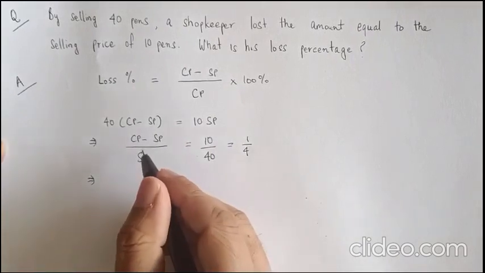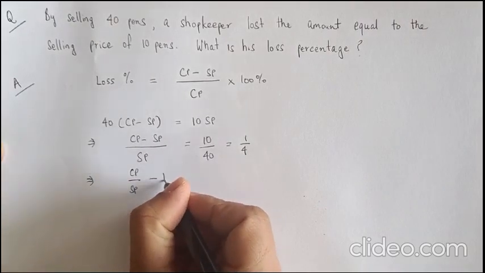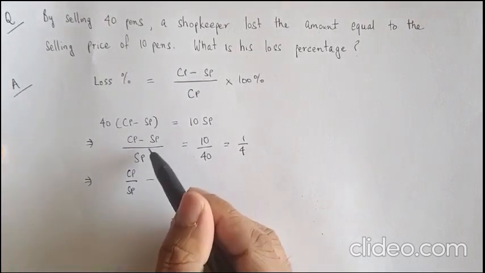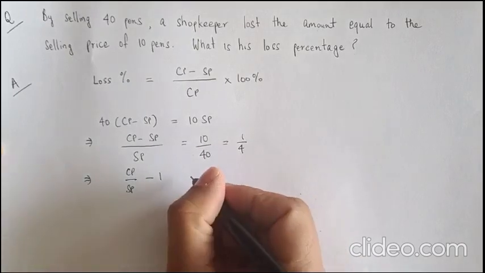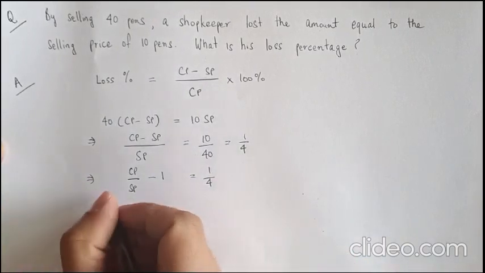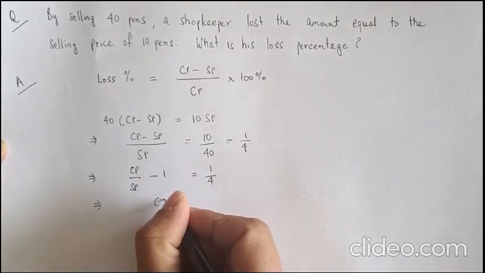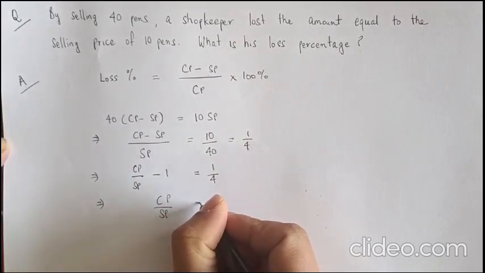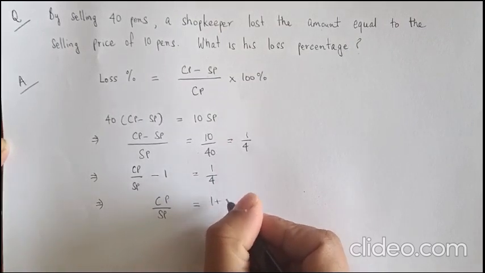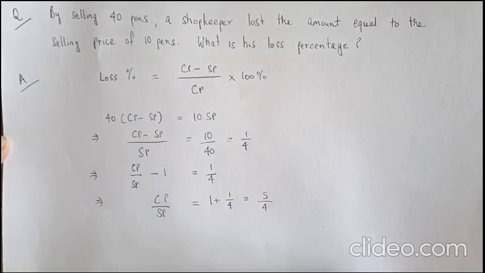What does this give us? This gives us CP by SP minus 1, right? I have just separated out this fraction. So CP by SP minus SP by SP. So SP by SP is 1, is equal to 1 by 4, right? Which implies that CP by SP is equal to, I bring this 1 over here, so it becomes 1 plus 1 by 4, which is 5 by 4, right?